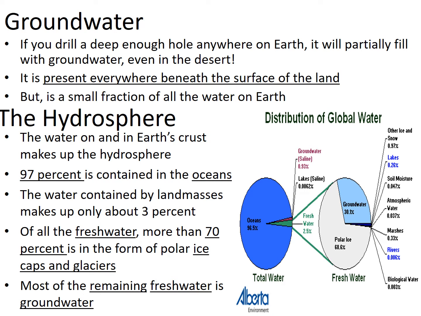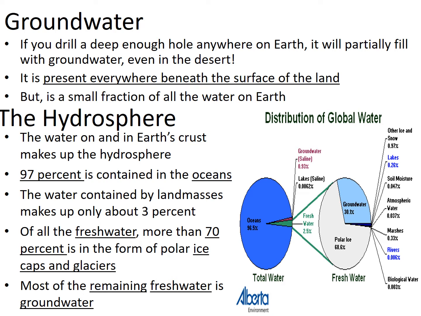So what is groundwater? If you drill a hole deep enough anywhere on Earth, it will start to fill with water, even in the desert. Groundwater is present everywhere beneath the surface of the Earth, but it is only a small fraction of all the water on Earth. We've already talked about the hydrosphere, and we said that 97% of it is oceans.